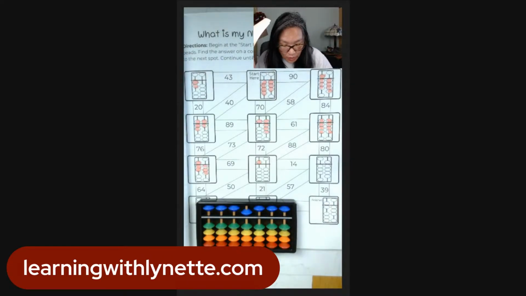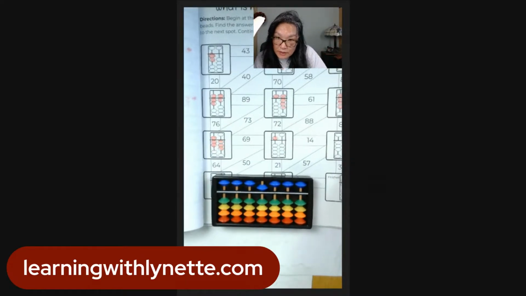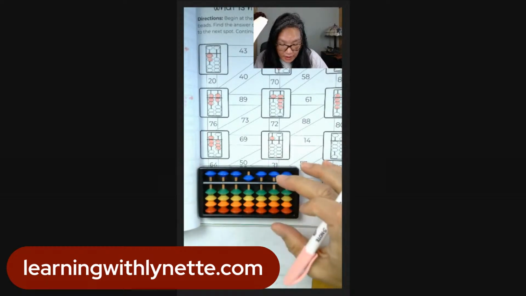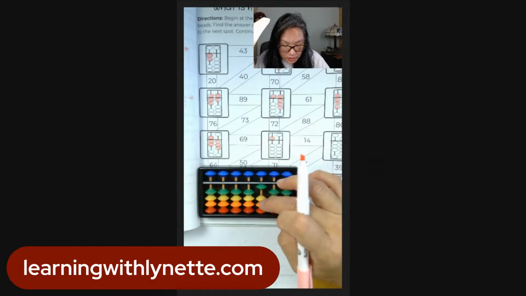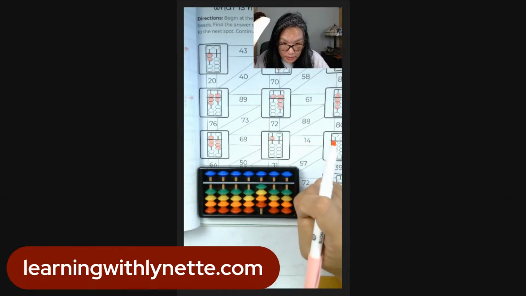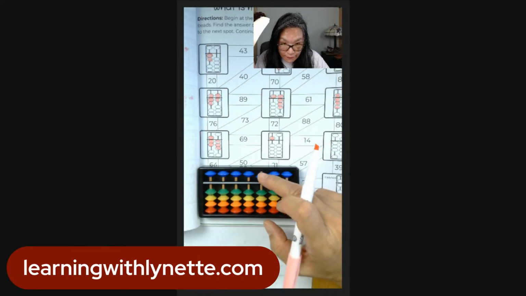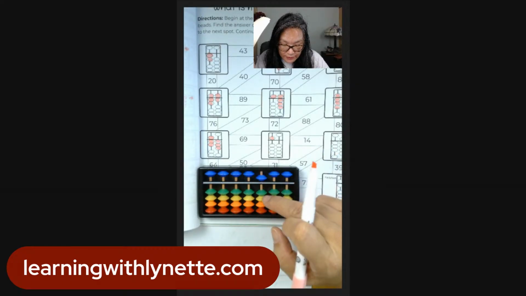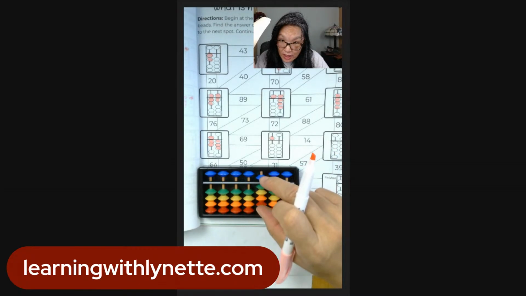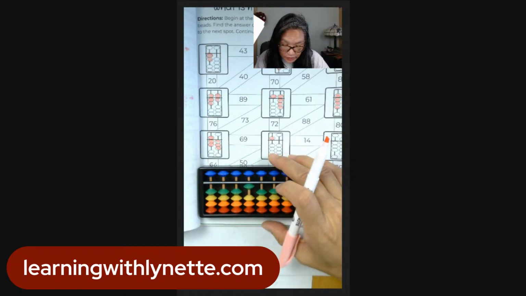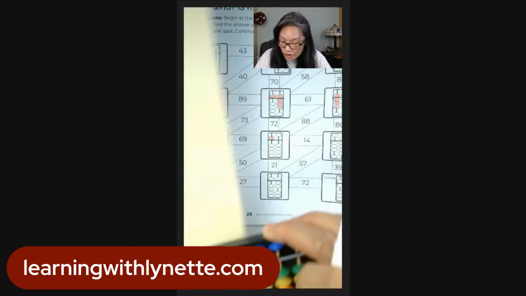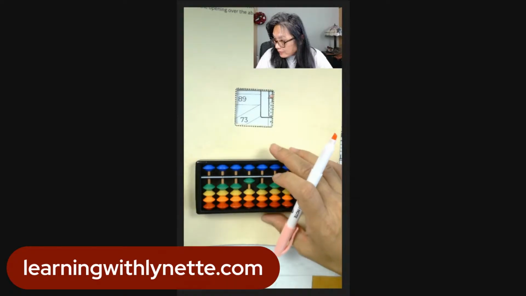Because the top bead will always be 5. And so when we count, we do 1, 2, 3, 4. We have 4 on the abacus. We have 5, and 5 looks like this. 5, 6, 7, 8, 9. After 9, we have 10. That's what we're doing.